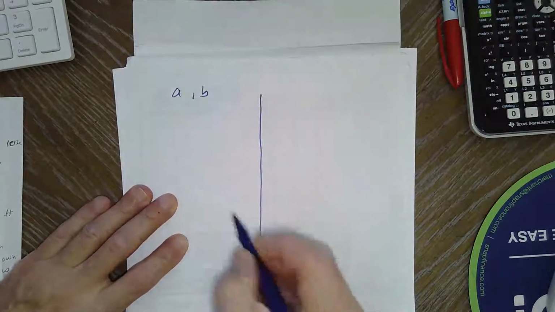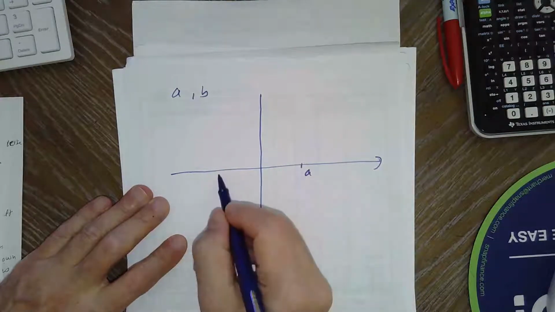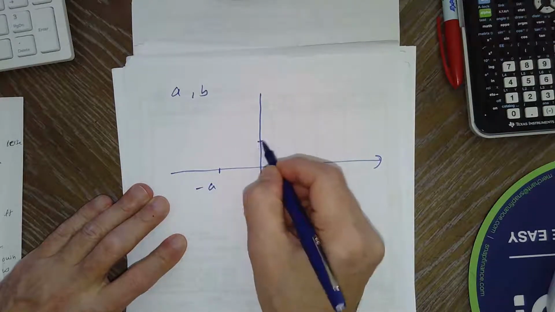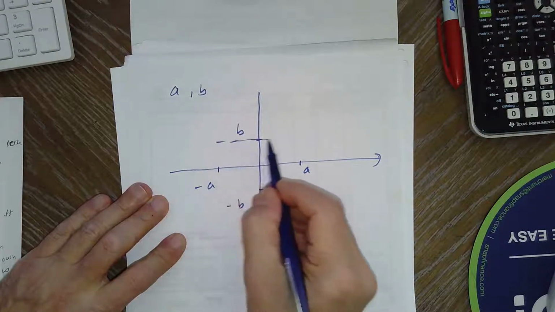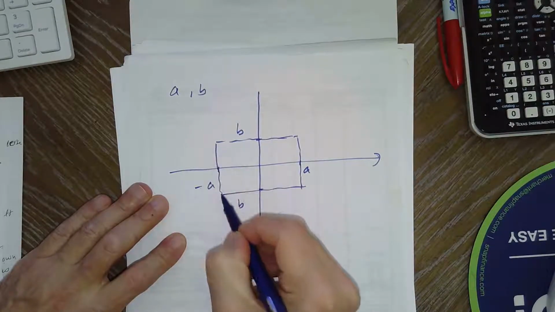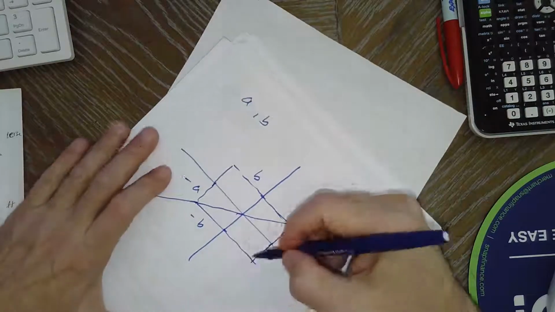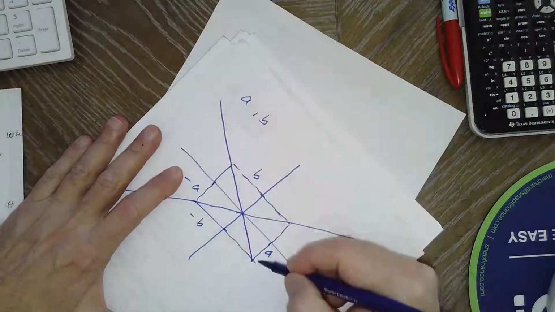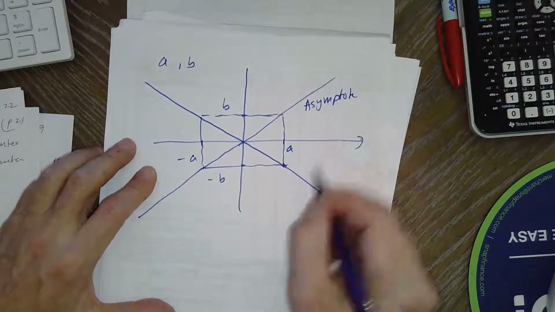This is to get the asymptotes. Say they're horizontal: so a, negative a, b, negative b. You make a box from these four points. The diagonals of the box through its center are called the asymptotes. So this is an asymptote, and this is an asymptote.